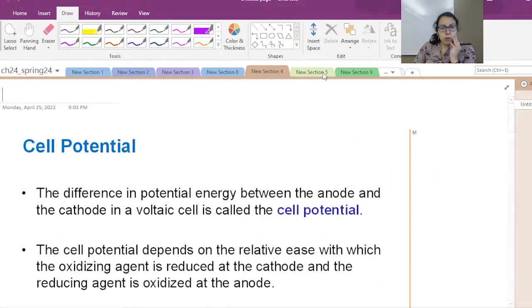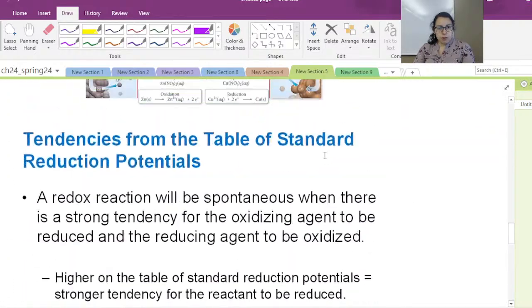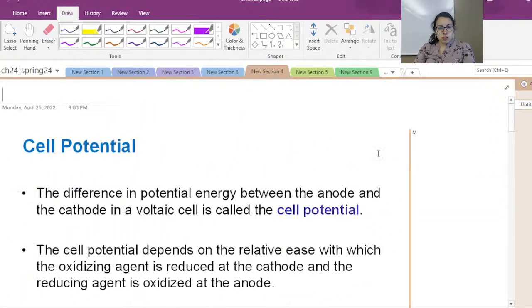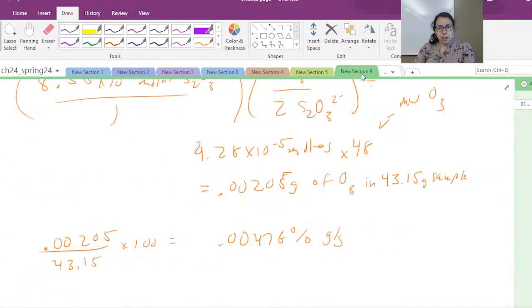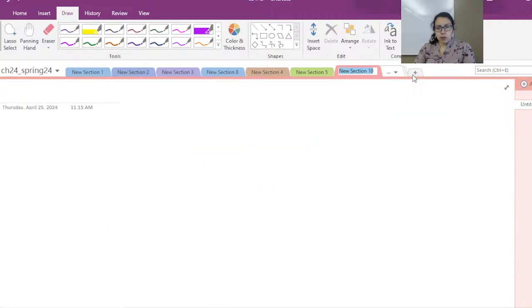So I think we'll just go on with our review, because I'd put some of the cell potential stuff on there, but I think we'll just focus on review. So let's keep doing that. So let's start off. Sorry. Go back to my review problem. So let's try this one.